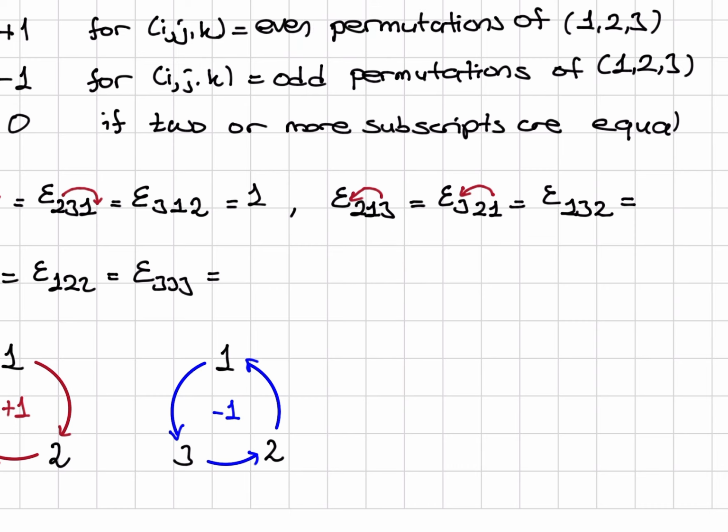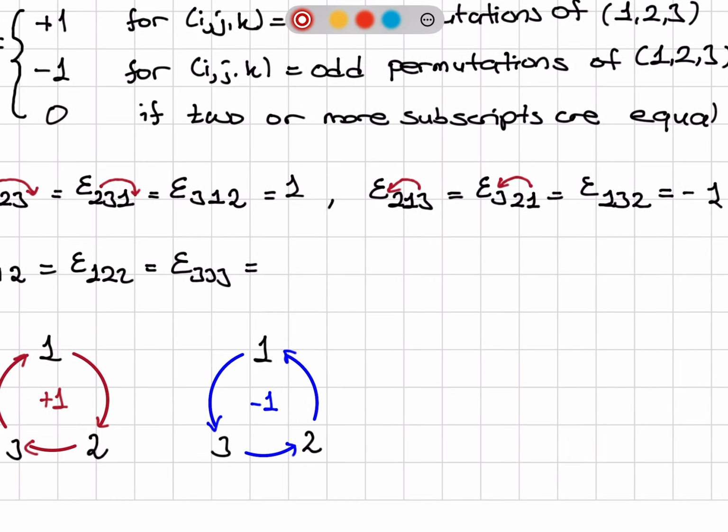So you can see here, going from 2, 1, 3 to 3, 2, 1 and 1, 3, 2, I'm doing the same thing. So these are all basically equal to minus 1. So when I have odd permutations of 1, 2, and 3, I have minus 1. So that's what I see here.